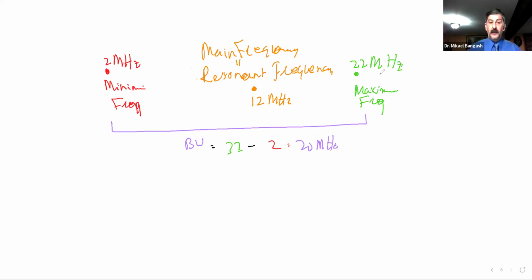But here, this transducer with a 12 megahertz frequency, in this case, we can say had a bandwidth of 20 megahertz, which, just for comparison, we will say is going to be a great bandwidth.